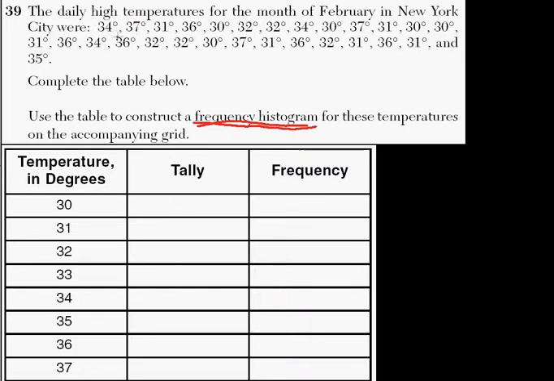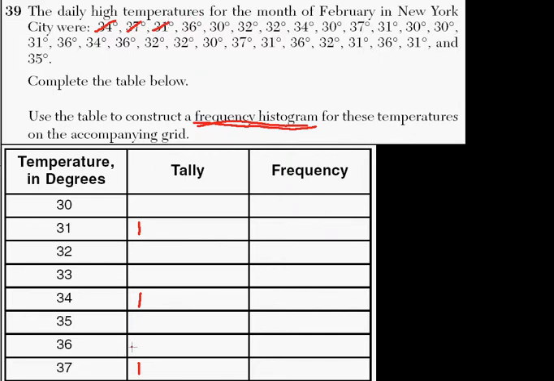So the best way to do this is to just mark things off one by one and then put a little X through them or cross through them just as you finish doing them. So 34 degrees, I'm going to put a tally for 34 degrees, cross it off. 37 degrees, put a tally for 37 degrees, cross it off. 31 degrees, put a little tally for 31 degrees, cross it off. And I'm going to do that for the rest of these.